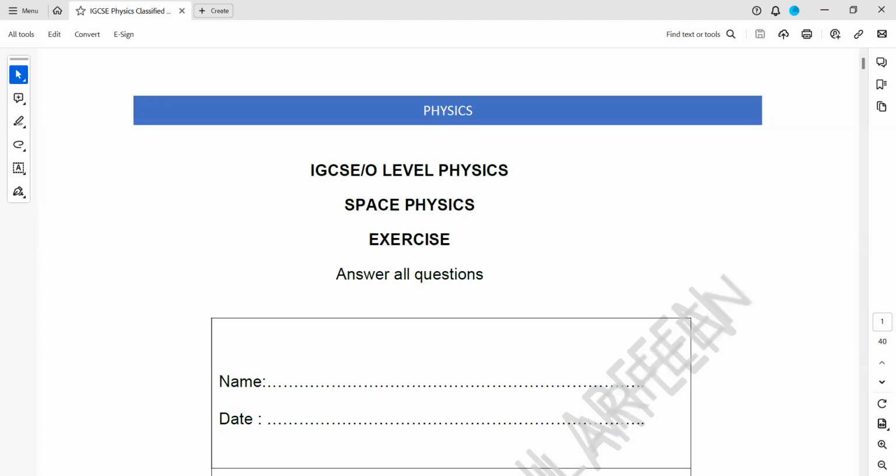So space physics exercise, page 9 onwards we will do.